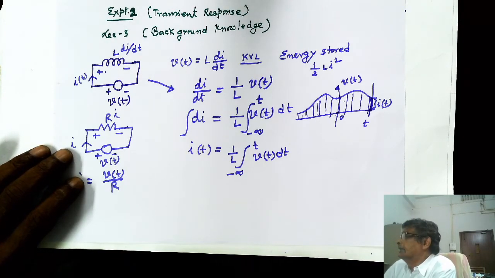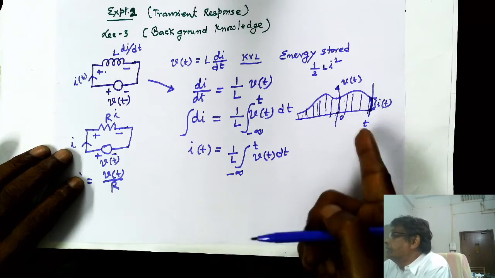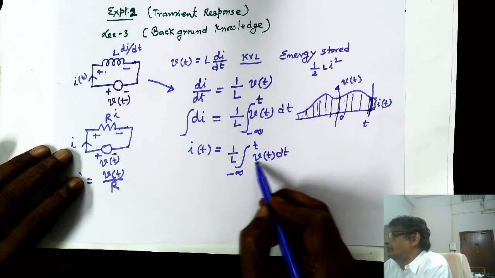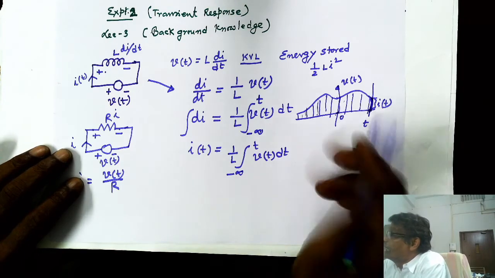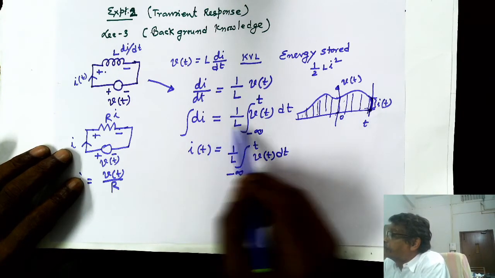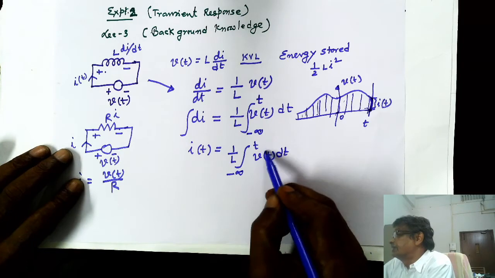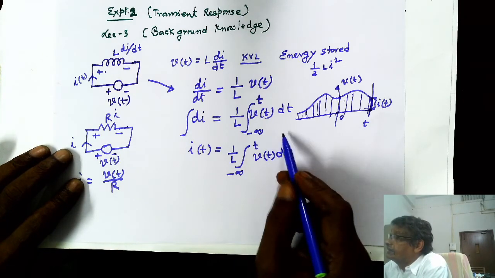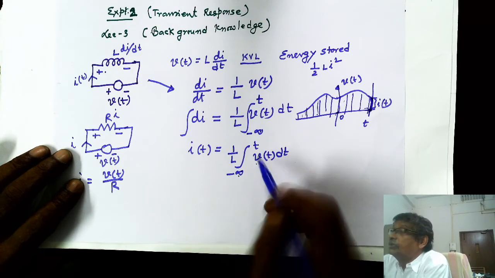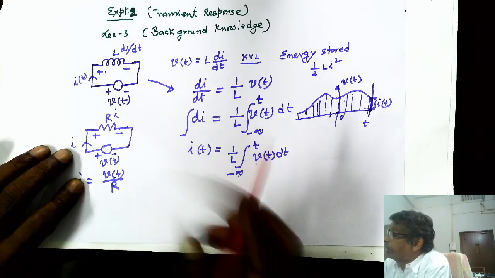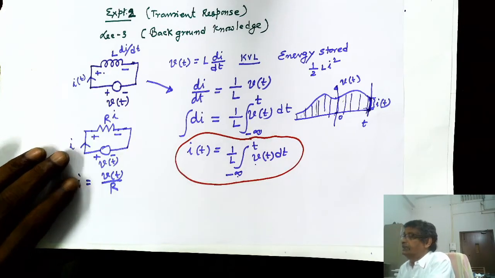That is, right now, at this point of time, what is going to be the current is decided not only by the present value of the voltage, but also on the previous values of the voltages that you have applied across the inductor earlier. All this information is necessary to carry out this integration, that is, from minus infinity to t of V(t) dt. So this is the expression of the current when an inductor is excited by any arbitrary voltage V(t).